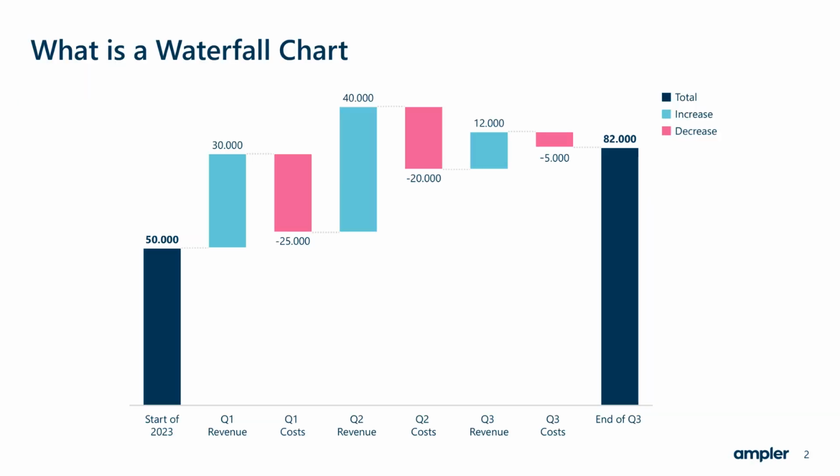Introduced by world-famous consultancy firm McKinsey, a waterfall chart is a data visualization tool that helps to understand the cumulative effect of sequentially positive and negative values. Typically, the chart encompasses a sequence of vertical columns, which represents a distinct category.